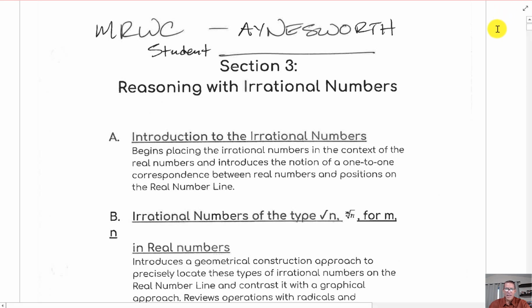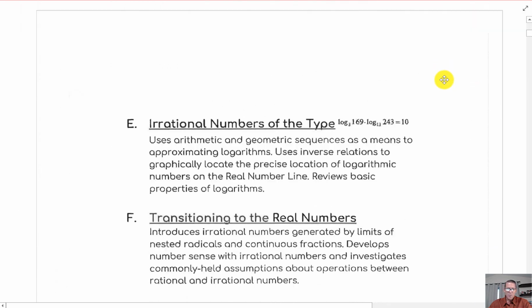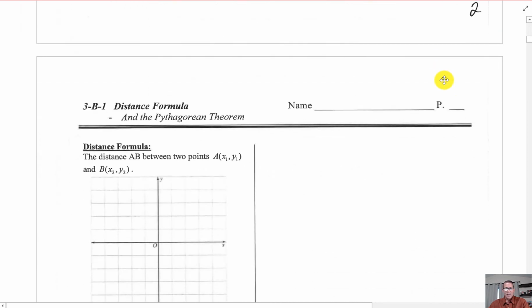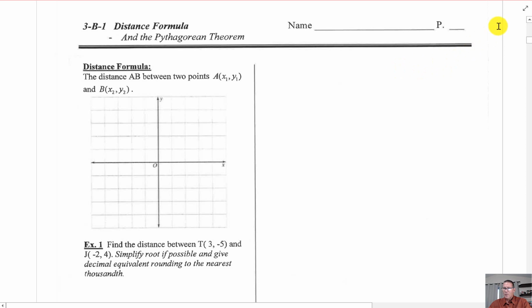We are going to get into section 3 here, dealing with irrational numbers in MRWC. We're going to get into a couple topics about the distance formula and its related cousin, which is called the Pythagorean Theorem, which dates back to Pythagoras, back in the Greek times, believe it or not, about 2,000 years before Christ, whenever Pythagoras was alive. So this stuff's pretty old.